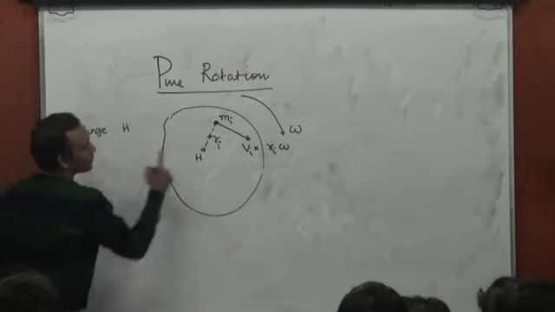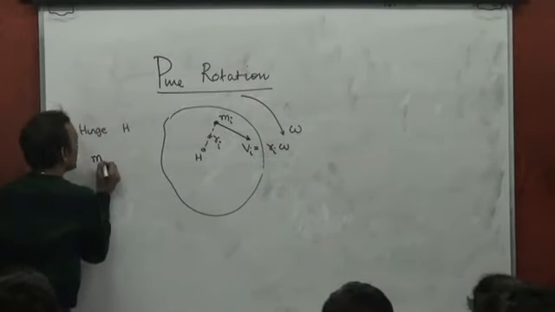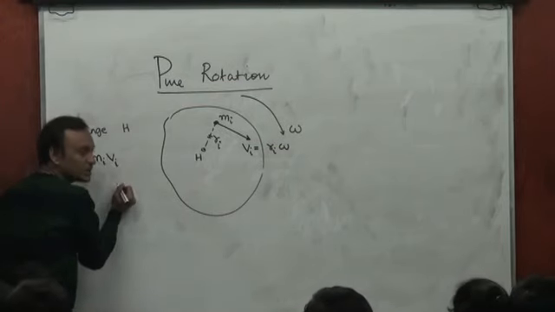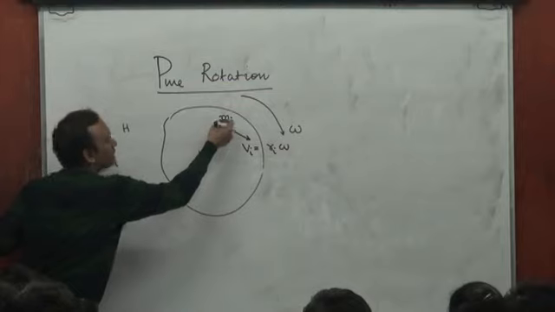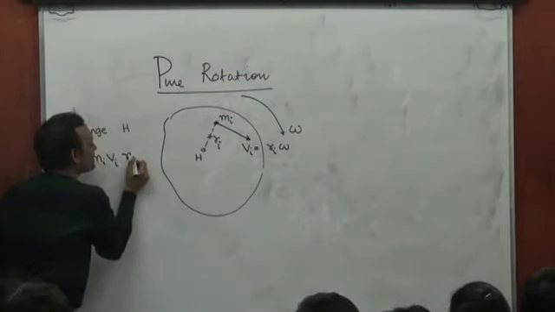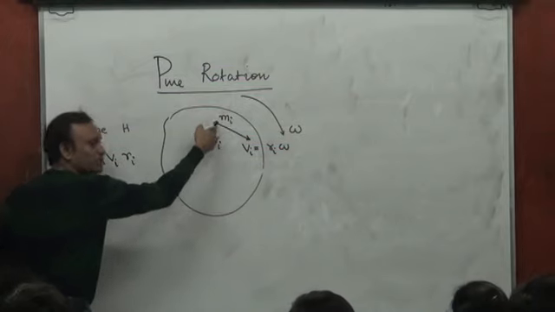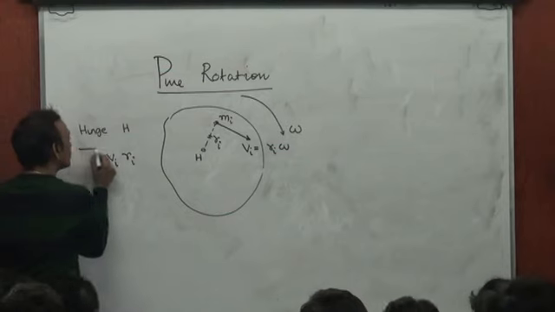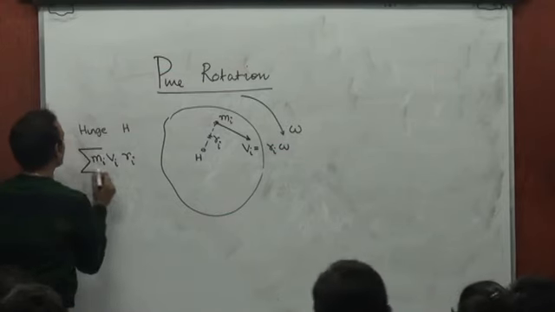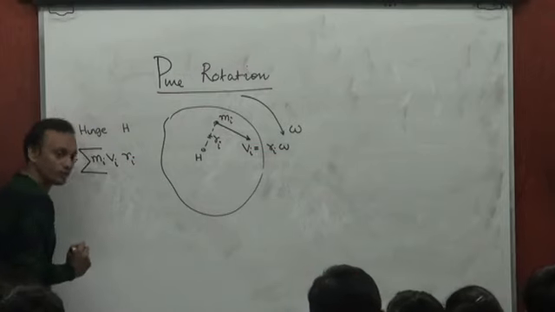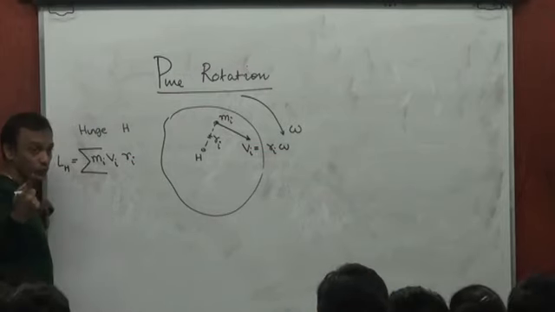So then, Mi into Vi is the linear momentum, into the angular momentum arm, which is Ri. That's the angular momentum contributed by this particle about the hinge, right? The total angular momentum about the hinge would be the sum of all of this, yes or no?